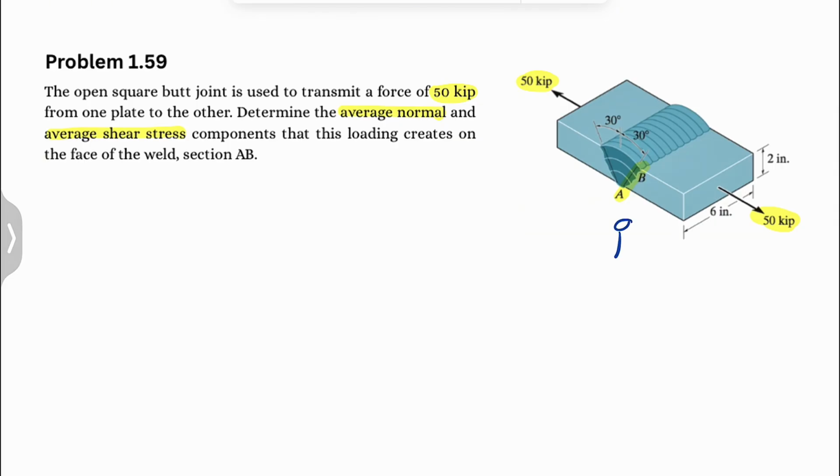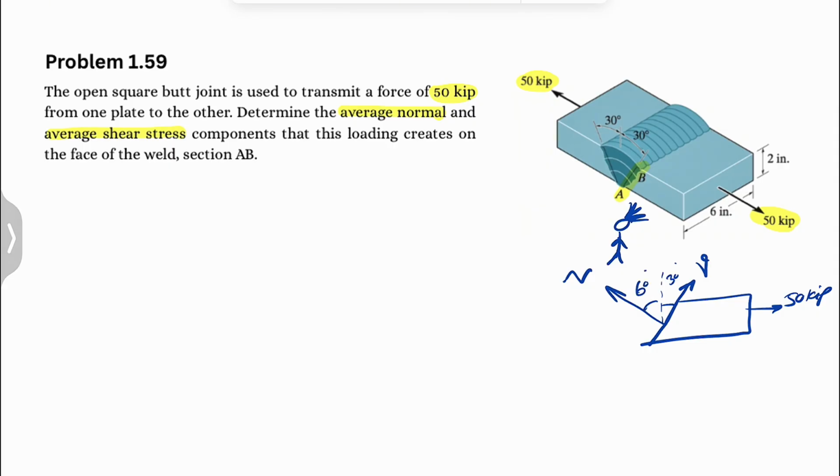So if we just look at that part from here, we're going to see a section like this where we have the force of 50 kip applying on one end, and here we're going to have a normal force, we can call it N, and one shearing force in this direction. And we know that the normal force is perpendicular to this surface, and also this angle here is going to be 30 degrees, which means this angle is 60 degrees.